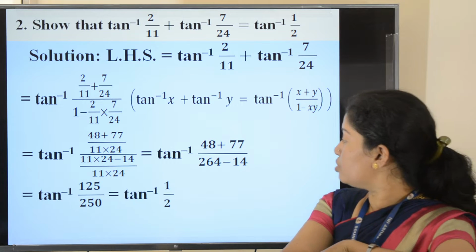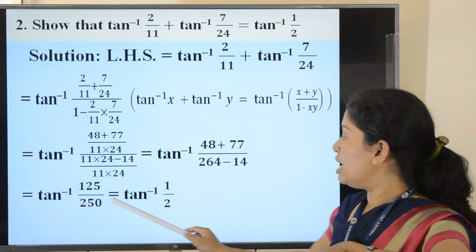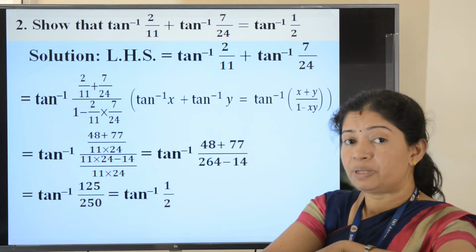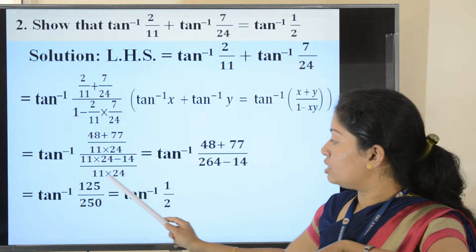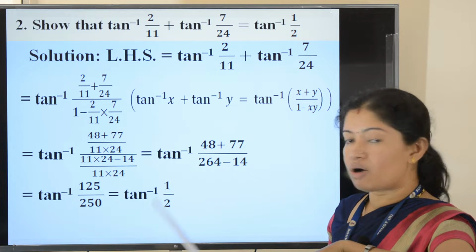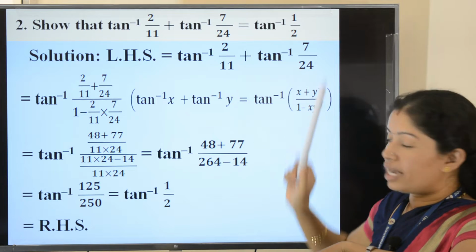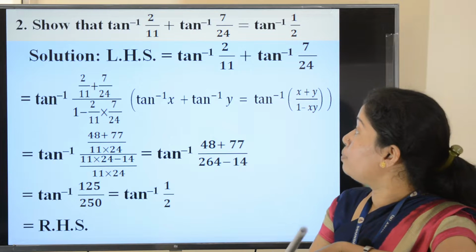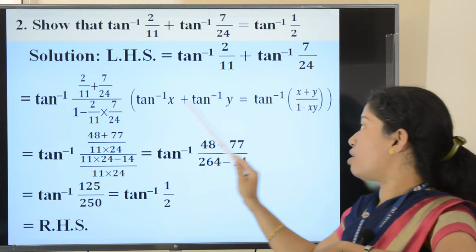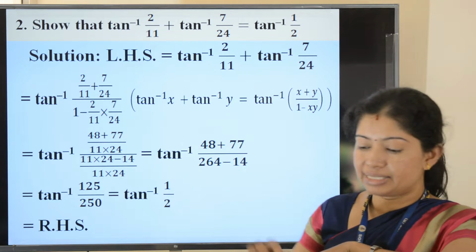Next further you simplify, it will become tan inverse of 48 plus 77 is 125 divided by 264 minus 14 is 250. Still more simplification is possible. So you can simplify here. This is 125 one time, 125 two times. So it will be tan inverse of 1 by 2, which is our right hand side. So we proved this expression here. How did we prove it? We started from the left hand side, then we applied the property tan inverse of x plus tan inverse of y is equal to tan inverse of (x plus y) divided by (1 minus xy).